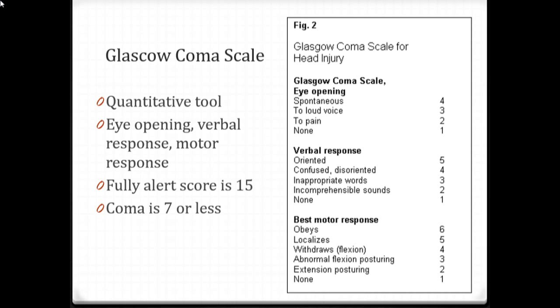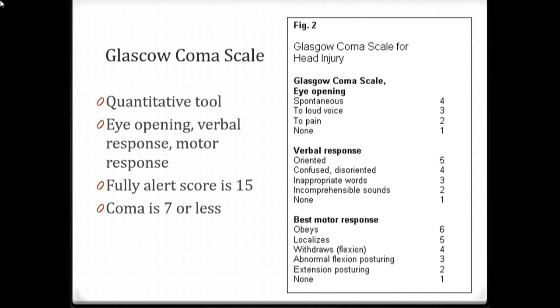Then motor response. Do they obey? Do you tell them pick up your right arm and they obey? Can they localize the motor response? Do they withdraw from you? Is there flexion posturing? Is there extension posturing? Okay. Or none of this. Okay.